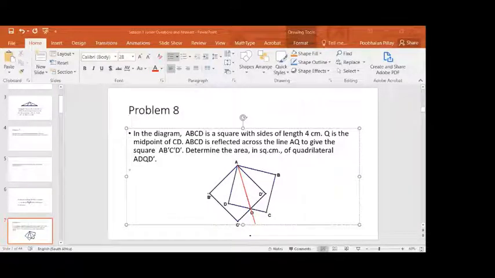So if you look at the quadrilateral ADQD prime, we're looking at this quadrilateral here. What is the area of this?